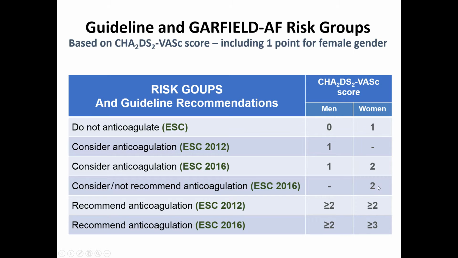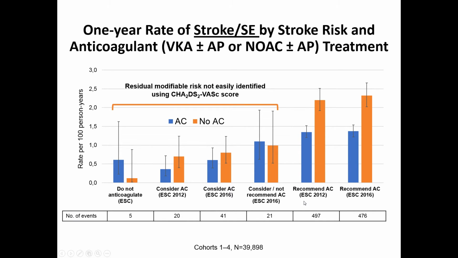The one group in which anticoagulation is no longer recommended but is considered is women with a CHA2DS2-VASc score of 2. Now, I'd just like to show you 3 slides that look firstly at stroke and systemic embolism, the next one will look at bleeding, and the next one at mortality.